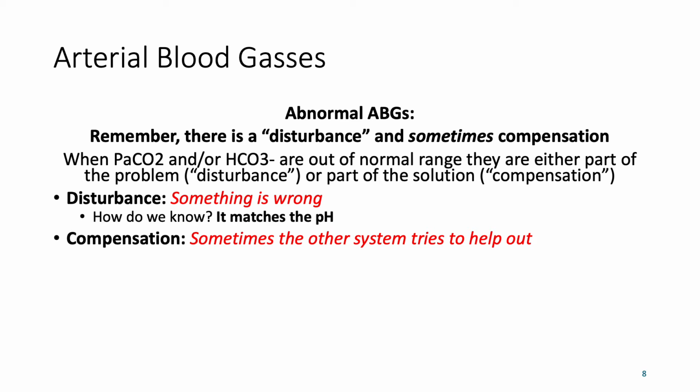So this is a really important concept to understand, that when things match the pH, that is going to be part of the problem because the pH is the problem. And when things are opposite of the pH, they're trying to correct the pH or they're trying to pull it in the other direction. So just remember, whatever is normal is basically not doing anything at all. So it's not causing the problem and it's not compensating for the problem.